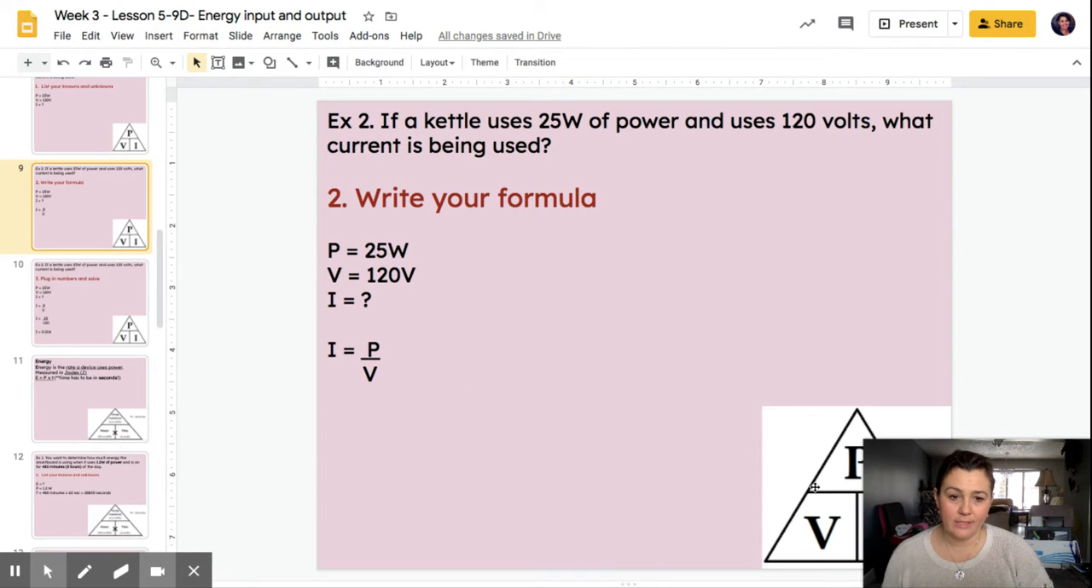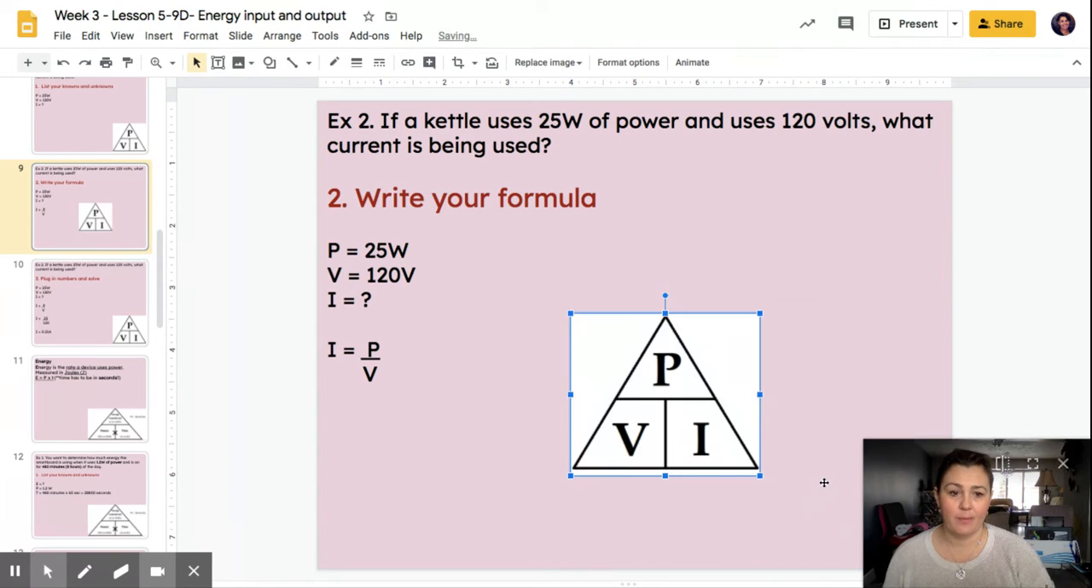Now over here, you're going to see this little triangle. I'll move it here just because I'm over here and you can't see me. I equals P divided by V. So this triangle can help you come up with any of the formulas. So P, power, equals V times I. When the letters are next to each other, it means multiply. When a letter is over top of another letter, that means divide. So I equals P over V. There's our formula right there for you. Put this back here.